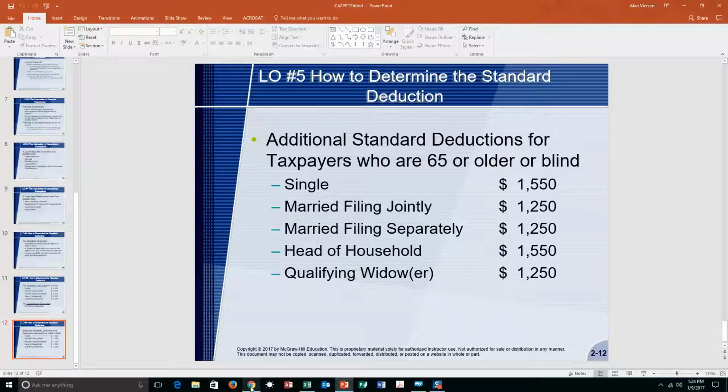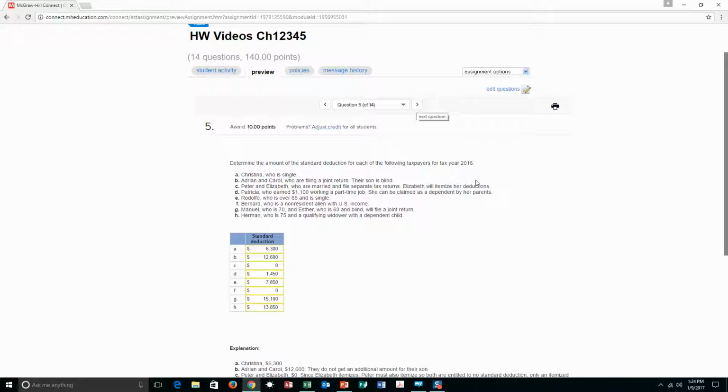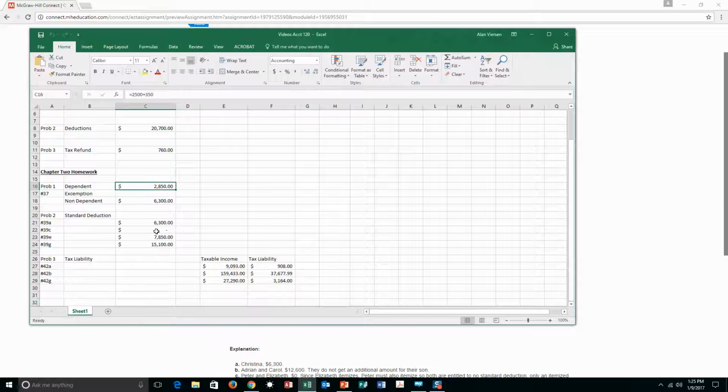Okay, so we'll go back to the problems in the homework. The next question gives you a series of situations. It says determine the amount of the standard deduction for each of the following situations. We'll start with Christina, who's single, no other information. She would get $6,300. Adrian and Carol are filing a joint return, and their son is blind. Let's take a look at the different standard deductions. I did the answers first, and for A it is 6,300.